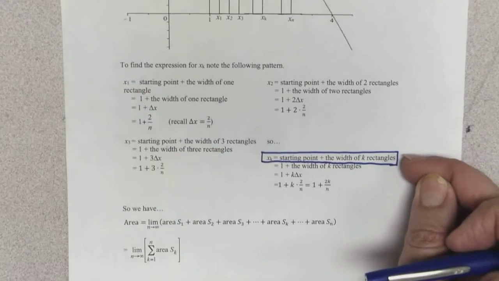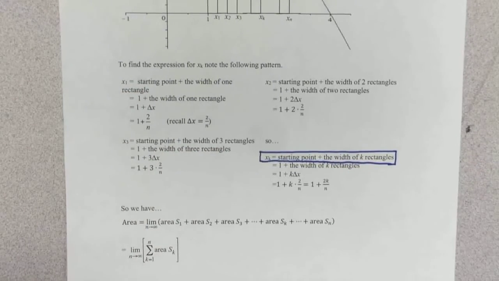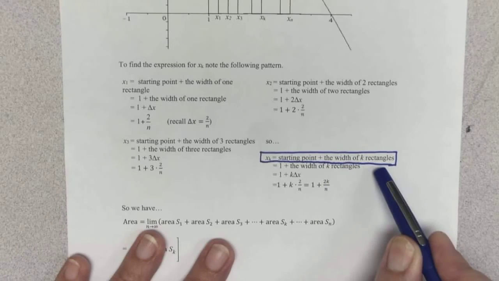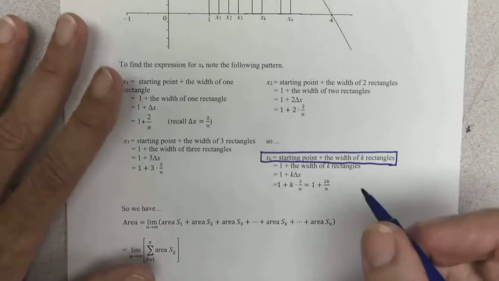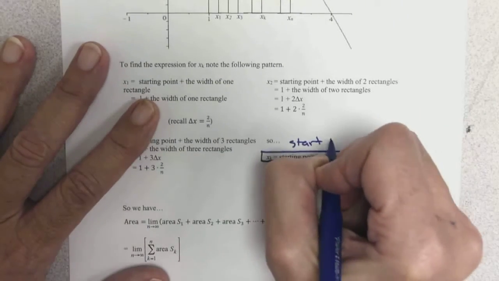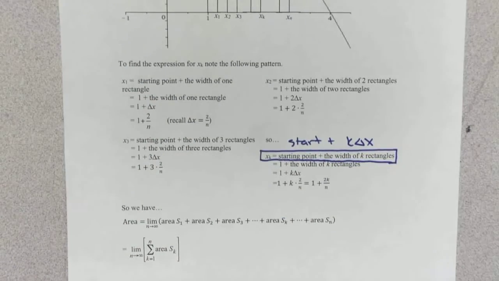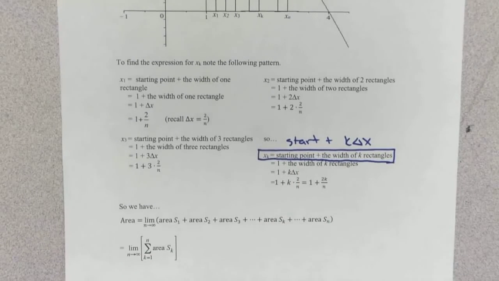But there's the commonality for all the problems: when you have to find what x sub k is in terms of n and k, it's always this concept here. Starting point plus the width of k rectangles, or start plus k delta x. That's always going to be how you can find x sub k in terms of k and n. It's whatever your starting point is, and that can vary from problem to problem, and then k delta x, where delta x is the width of the rectangle. So there's what x sub k is.